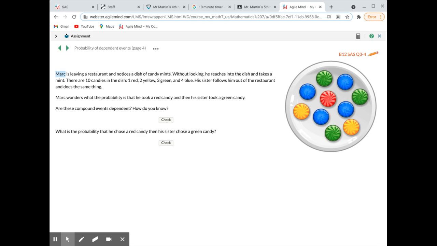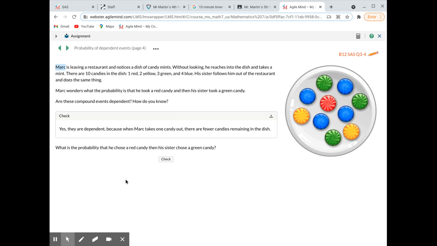So out of those explanations, Takiria, do you think this is a compound event that is dependent or independent? Dependent. You're correct. Why is it dependent, class? Because Mark takes one candy out, there are still a few of the candies left. That's right. And does Mark replace it? No, he eats it. That's right, he eats it. So this is a dependent event. Good job, Takiria.